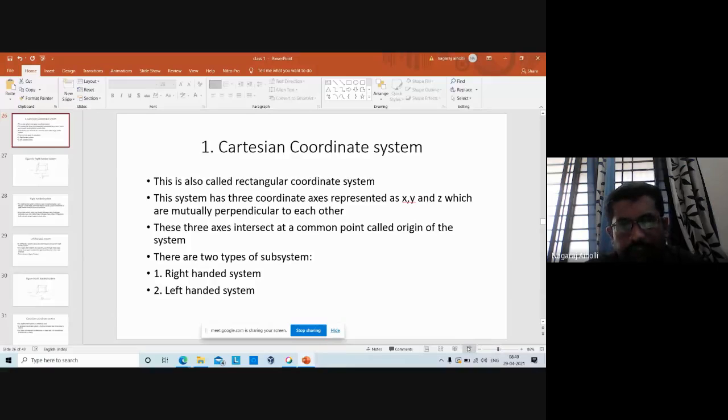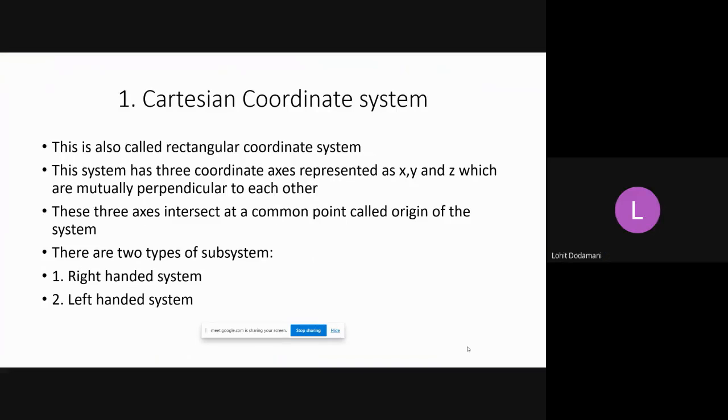Is the screen visible, students? Screen is visible? Yes, sir. Okay, right.